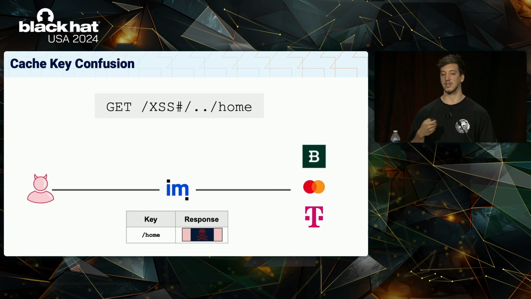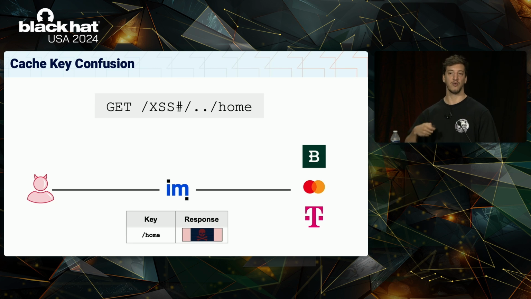Now, when the user is visiting home, he will get the poisoned response, and he will be affected by this. And this vulnerability was found in Bitstamp, MasterCard, and T-Mobile, and many other bug bounty programs.